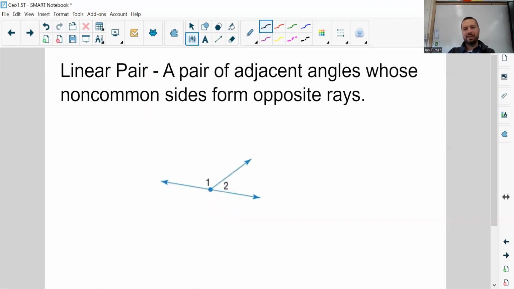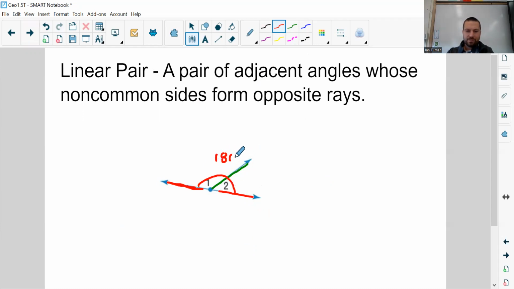Next up, we have what's called a linear pair. A linear pair is a pair of adjacent angles whose non-common sides form opposite rays. Okay, so this here, again, pause if you need to. This here is their common side, the side that they share, okay, this ray. Their non-common sides, we'll put it in red, are these two, right? These are their non-common sides. Okay, these form the opposite rays. Okay, it forms a straight line. It forms a 180-degree angle.